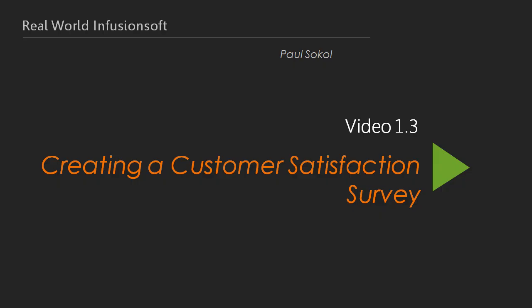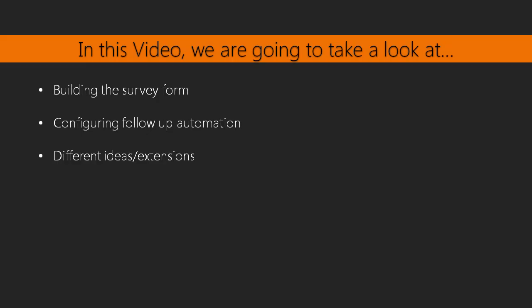A customer satisfaction survey can be requested for each purchase after a general period of time, for example, annually, or a customer interaction. It all depends on the specific business. So for the example of this video, we're going to be creating a survey for a recently purchased product. And so we're going to be specifically looking at building the survey form, configuring the follow-up automation, and then we're going to explore different ideas and extensions to this general strategy.